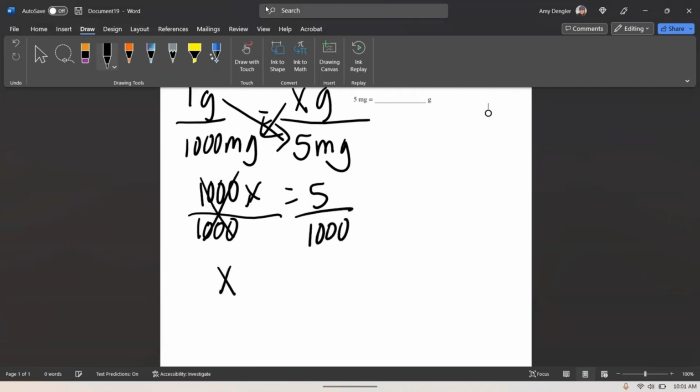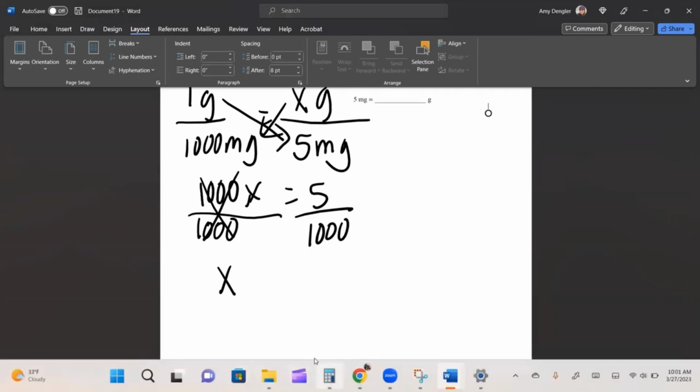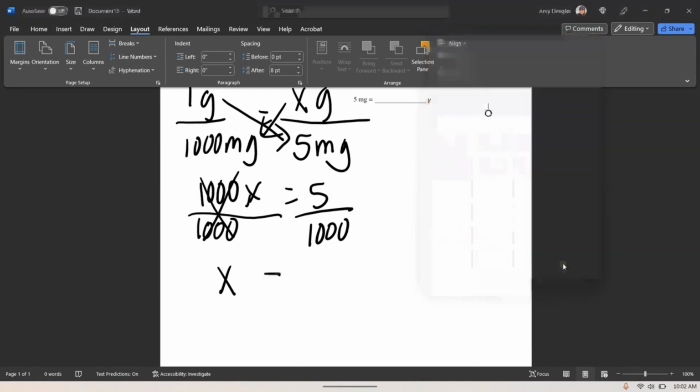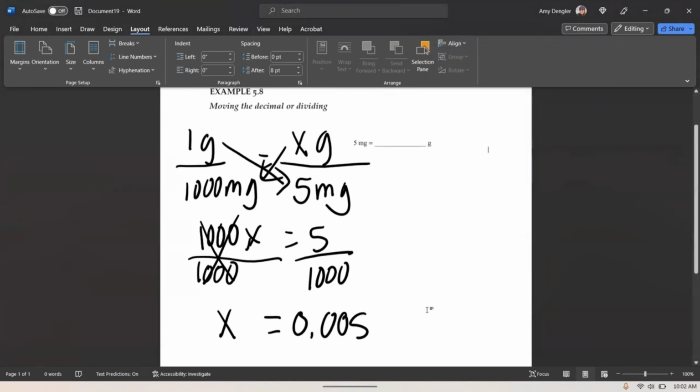We also have to do it to this side. So 5 divided by 1,000 is going to be 0.005. Remember, we always have to have that leading zero before the decimal.